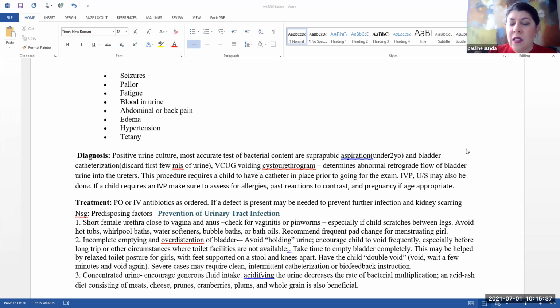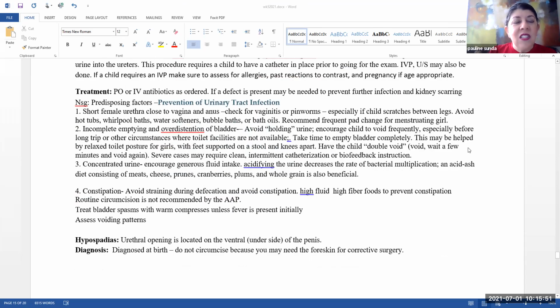An intravenous pyelogram and ultrasound may also be done. If a child requires an IVP, please make sure to assess for allergies, past reactions to contrast, and pregnancy if age appropriate. So the typical treatment is oral or IV antibiotics. If there is a defect present, then they may need to have additional treatments to prevent further infection and kidney scarring.